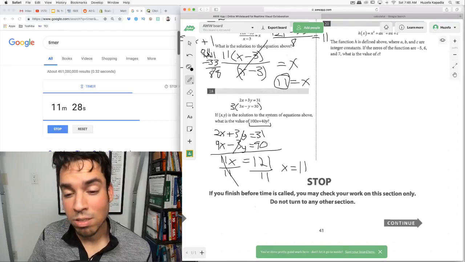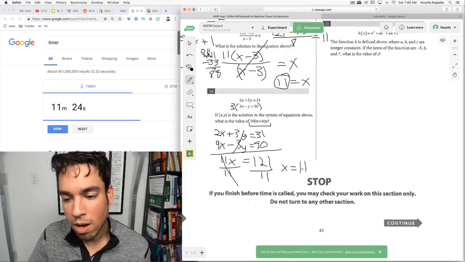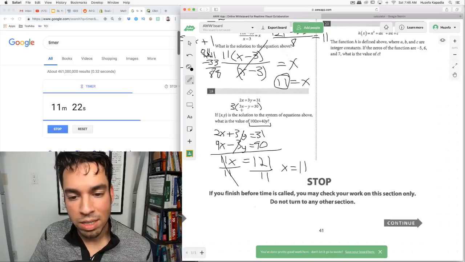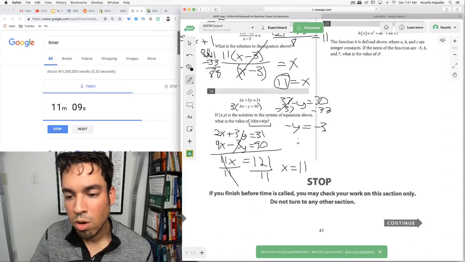Notice how my good mental math skills help me go really fast. So make sure to work those out this week as much as possible. Now let's solve for y. I'm going to plug it into the bottom one. 11 times 3 is 33 minus y equals 30. Subtract 33. Boom, negative y equals negative 3. 30 plus negative 33 is negative 3. Multiply both sides by negative 1. Boom, y equals 3, x equals 11.